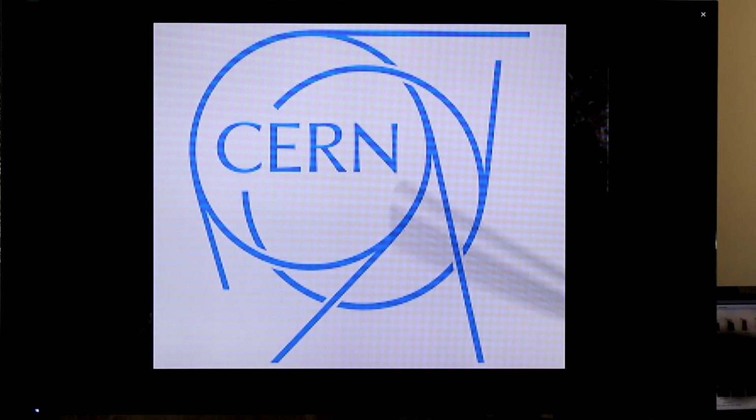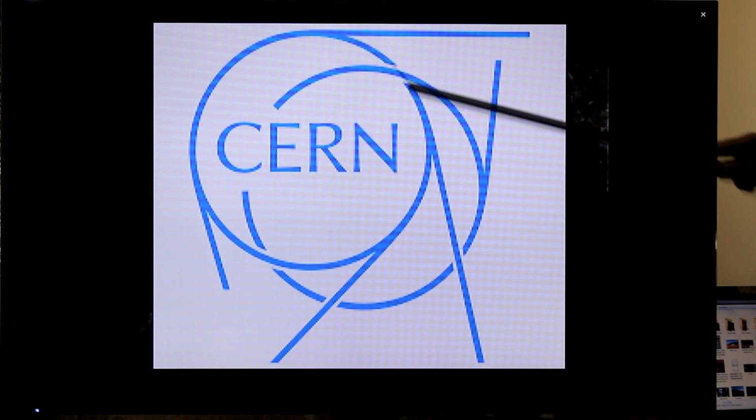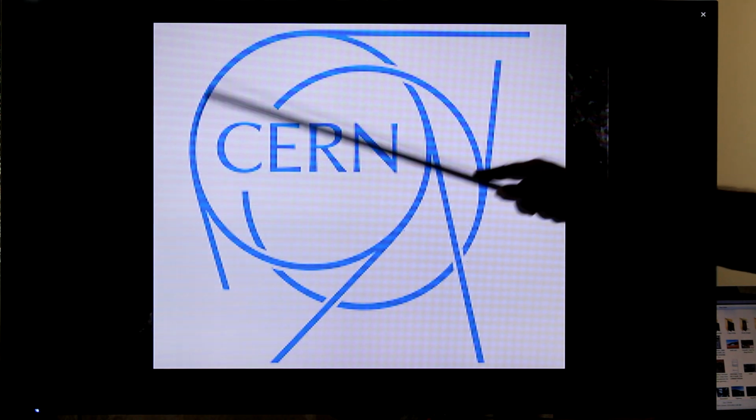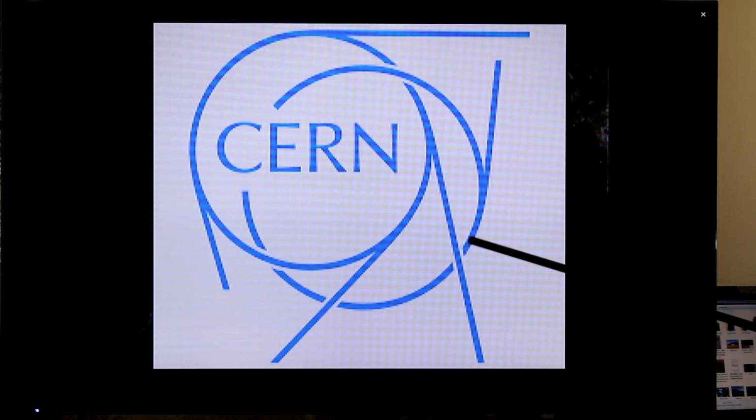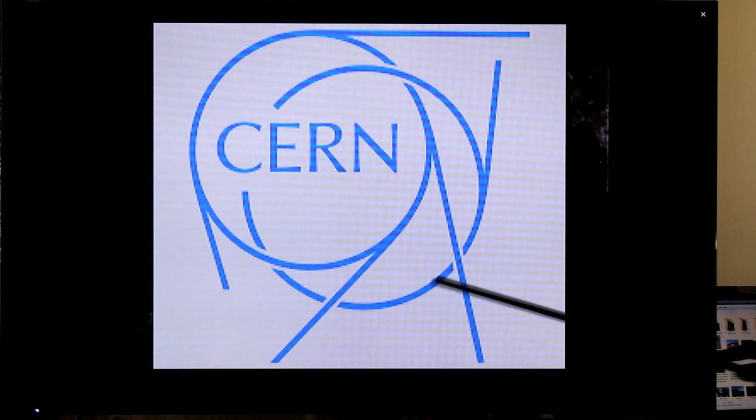This is the CERN logo. Now look at what we're looking at. CERN is written in this front circle here. Right? There is a back circle here. Now look how many lines we've got coming out of the back circle. We have 1.